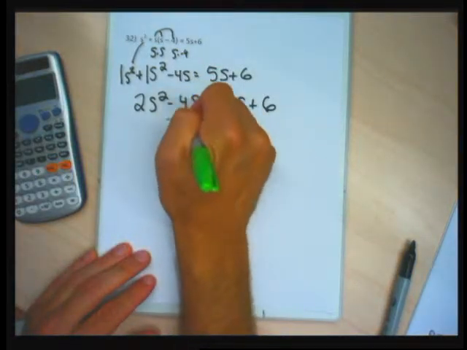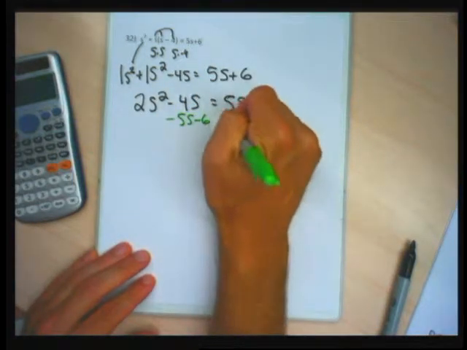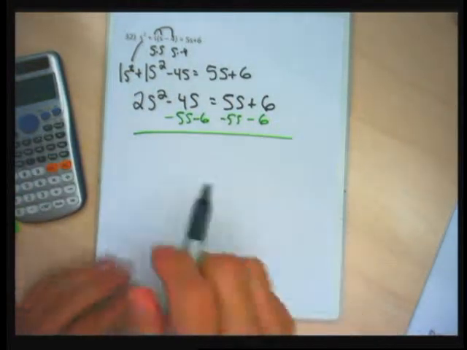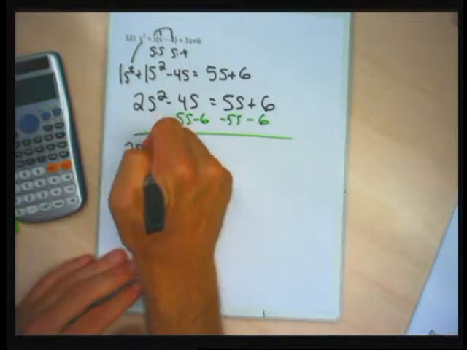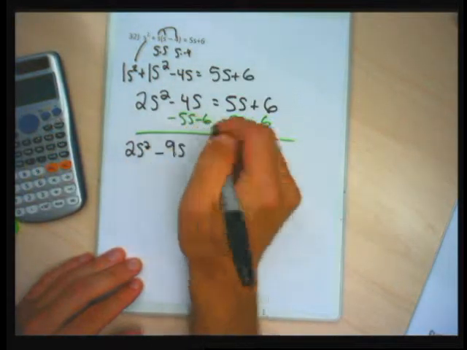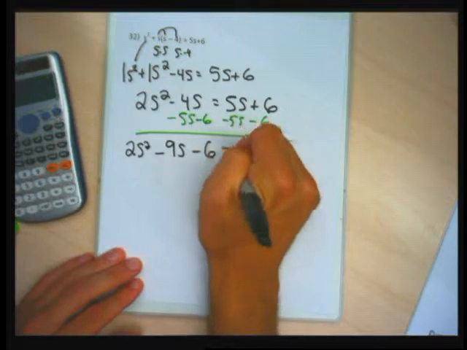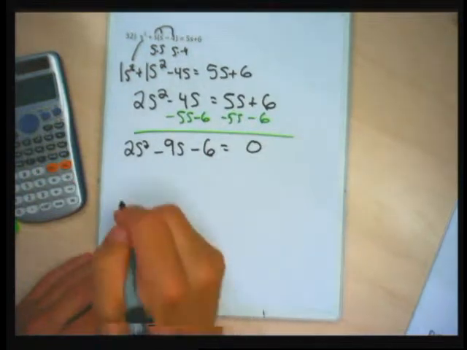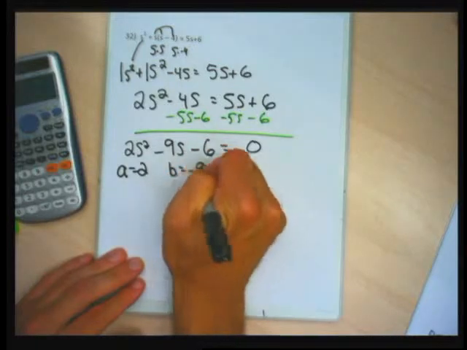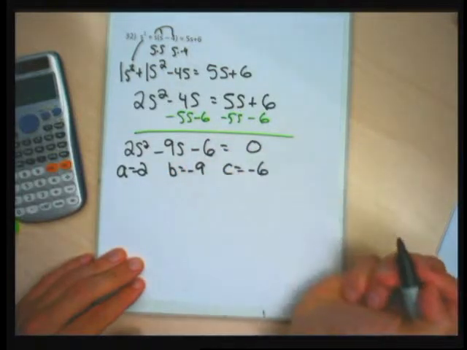I need to minus 5s and minus 6 from both sides. When I do that, on the left side I have a 2s squared. The s terms are both negative, so I add them and keep them negative. I get minus 9s minus 6 equals 0. So my a is going to be 2. My b is going to be negative 9. My c is going to be negative 6.